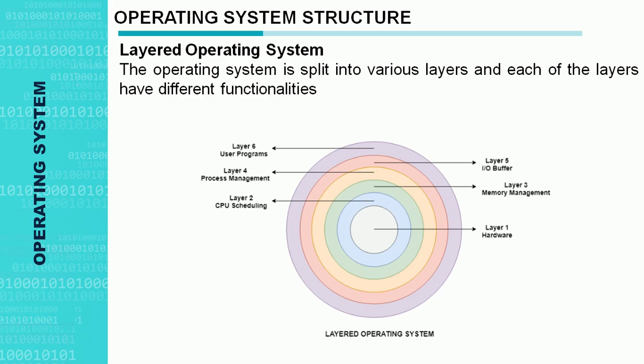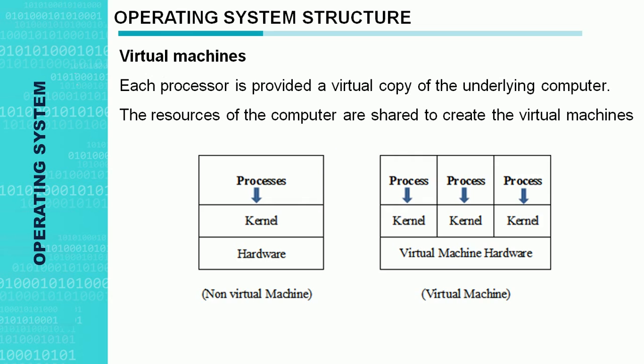From the diagram we can learn, for example, that layer 1 is hardware, layer 2 is CPU scheduling, layer 3 is memory management, layer 4 is process management, layer 5 is input output buffer, and layer 6 is user program. So we can separate the different layers. Through this, if any one layer fails, with the help of the remaining 5 layers, the system can still be executed easily. Next, virtual machines.